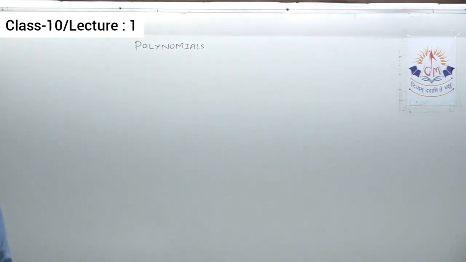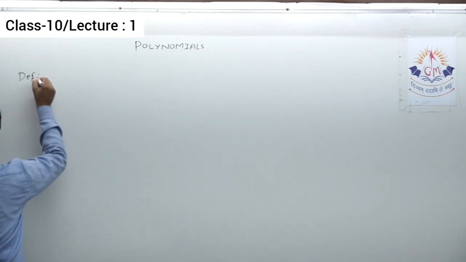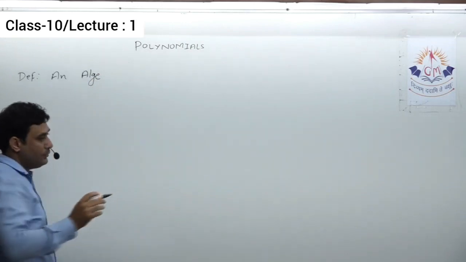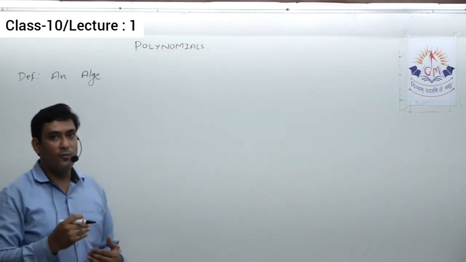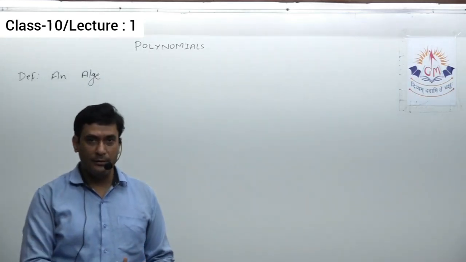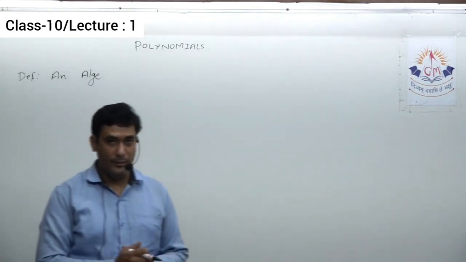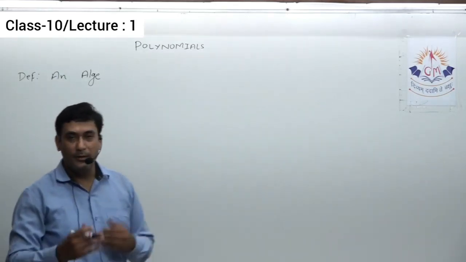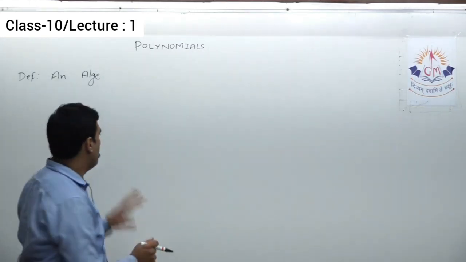So let us start its definition. Polynomial, we'll see its definition. An algebraic expression. See, algebraic expression you must have studied in class 8. An algebraic expression is a combination of variables and constants using the operations like addition and subtraction in between them. That is an algebraic expression. But all algebraic expressions are not polynomials. There are some algebraic expressions which have some conditions, which are called polynomials.